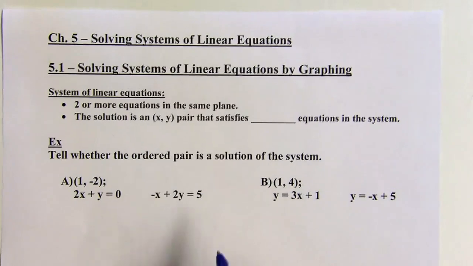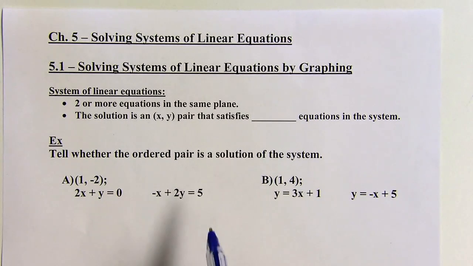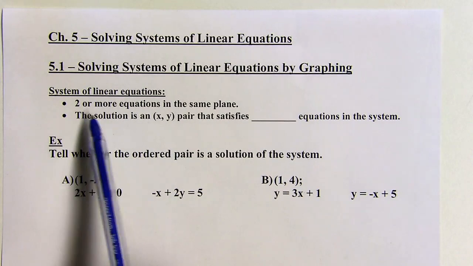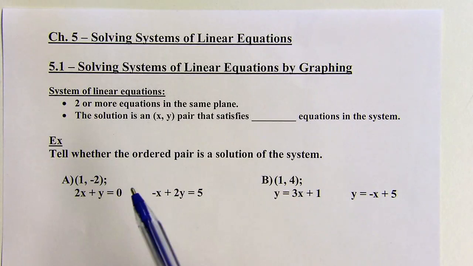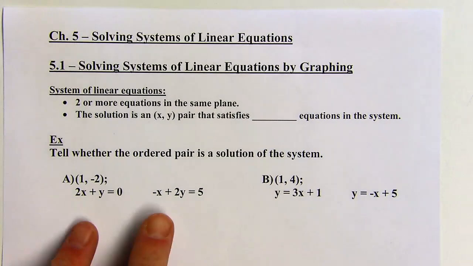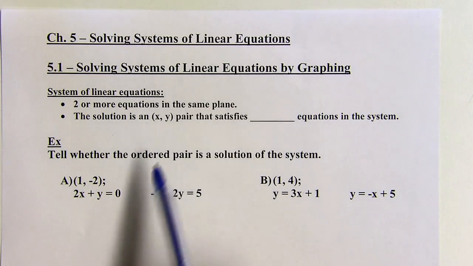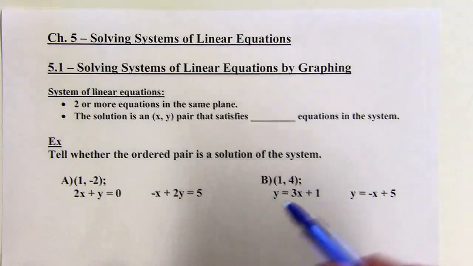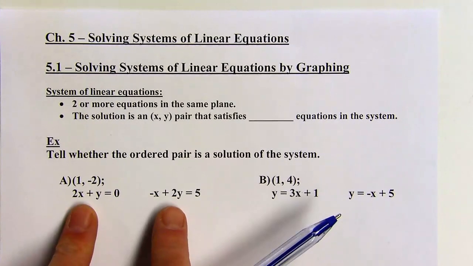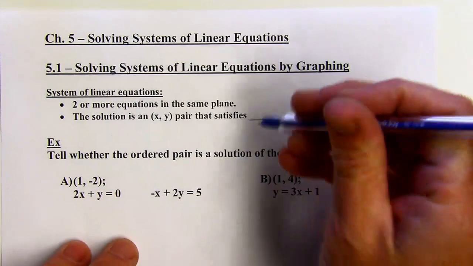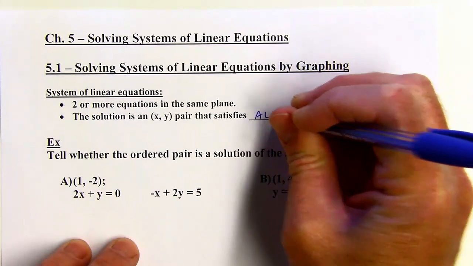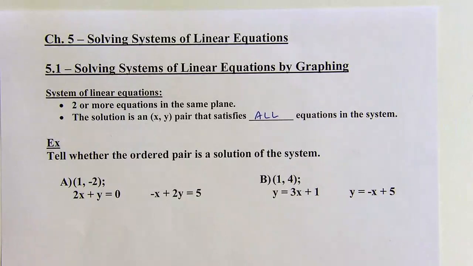Okay. So first off, a system of linear equations just means we have two or more equations in the same plane. For most of these problems, we're going to have two equations, but you could have 3 or 4 or 5 equations as well. And the solution is going to be an xy pair that satisfies, in this case, both equations because there's only two, but if we had more than two, it would be all of them. So it's going to be an xy pair that satisfies all equations in the system.